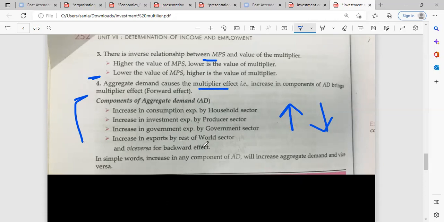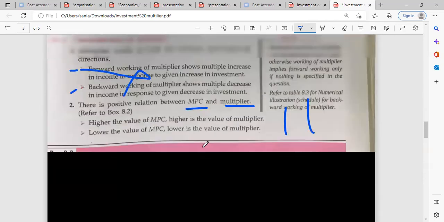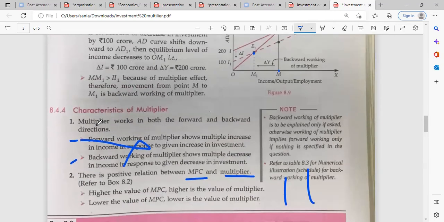Clear? So these are basically the characteristics of multiplier. So you will write from here: characteristics of multiplier, then the first point, then the second point, these two lines, then third and fourth.